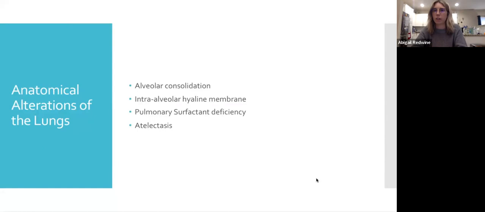So you're going to have alveolar consolidation, which was shown in one of my previous videos in the X-ray, and an intraalveolar hyaline membrane. So that's going to be a surfactant deficiency. Again, pulmonary surfactant deficiency, and also atelectasis, because with the fluid overload the lungs are going to close, which causes atelectasis. And because it's harder to oxygenate and ventilate, they can't get those big deep breaths to pop those alveoli open, and it doesn't help with the atelectasis.